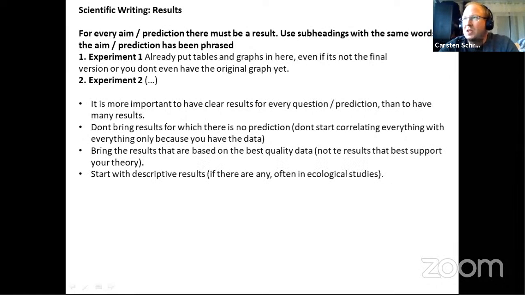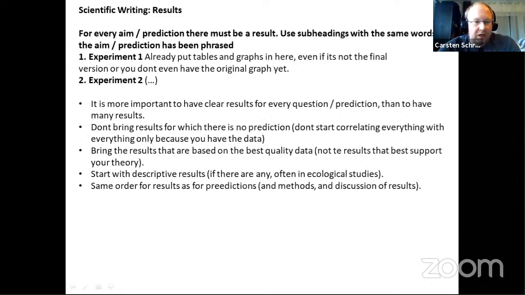If you have descriptive results, and this is often the case in ecological studies, then they should normally be at the beginning of the results section. For example, if it's not in the materials and methods section yet, for example, if you have a variation in weather conditions, the rainfall parameters, or food availability, or the number of individuals caught over the season, then these descriptive results are often best presented at the very beginning, because they are bringing the general picture in which your study took place, and then to bring the results depending on the predictions that you had.